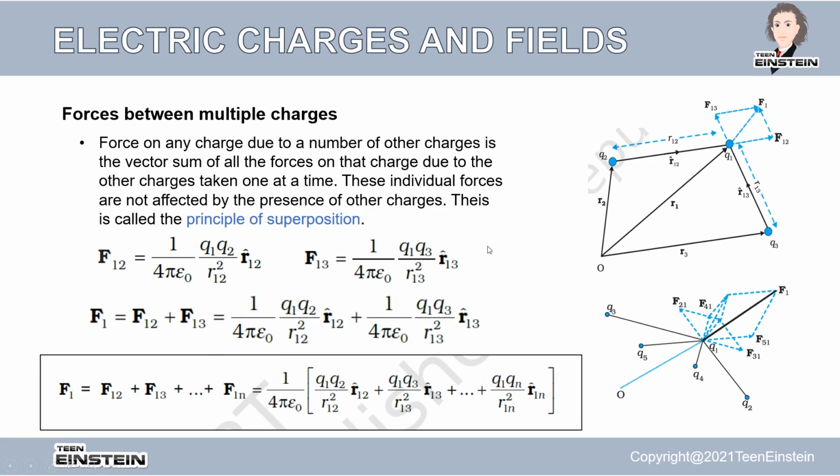So in a general case, if you have n number of charges, what you have to do, this F1, what is F1? F1 is the force on charge 1 due to all the other charges. So we have F12, F13 up to F1n. So this will be 1 by 4 pi epsilon naught, which is common, so we are taking it outside. So each product will have the pair of charges: Q1 Q2 by R12 square into R12 cap, plus Q1 Q3 by R13 square into R13 cap, plus up to Q1 Qn by R1n square into R1n cap. Thank you.